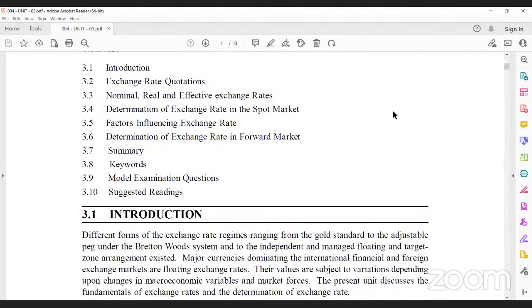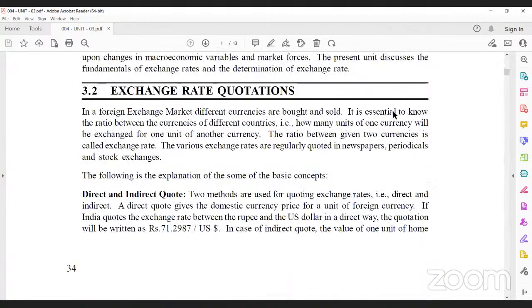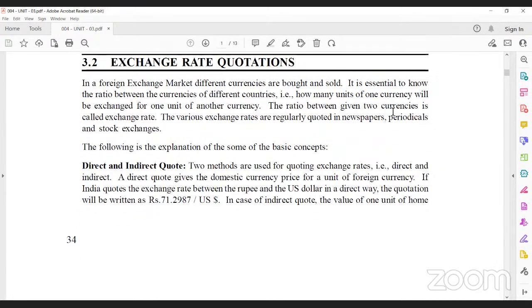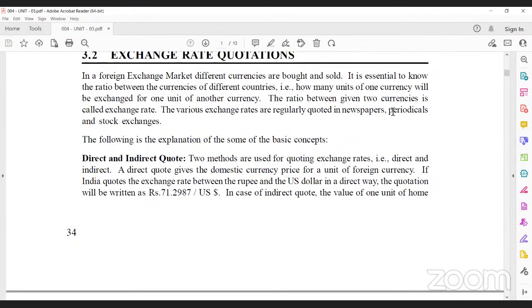Now, let's begin with direct and indirect quotes. These two methods are used for quoting exchange rates. One is direct and the other is referred to as indirect quote. Now, what is direct quote? Just now we tried to understand. Direct quote gives a domestic currency price per unit of foreign exchange.